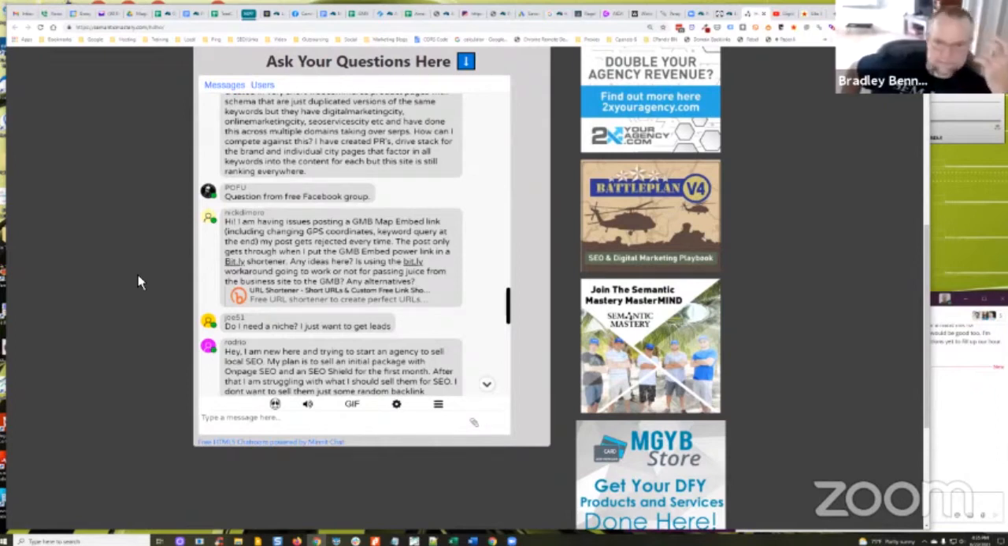structure itself. So he's saying he's having issues pasting a GMB embed link that gets rejected every time. The post only gets through when I put the GMB embed power link in a bit.ly shortener. Any ideas here? My follow-up question for this, Nick, to be able to answer it would be, because I've not had that issue whatsoever. I know exactly what you're talking about. And I've not had that issue. Not even one of them has been rejected.